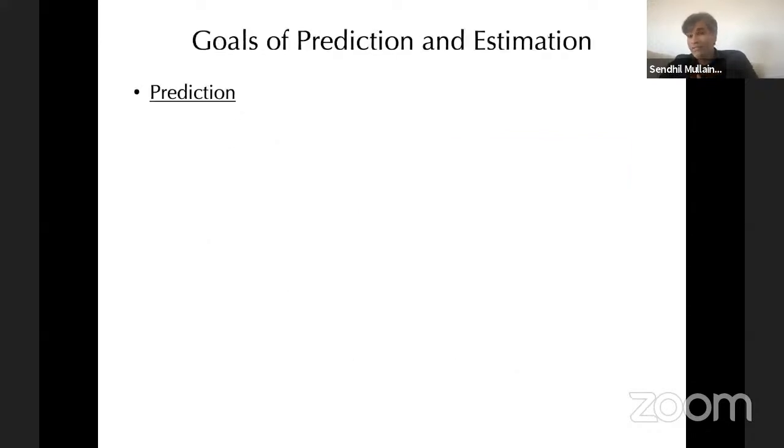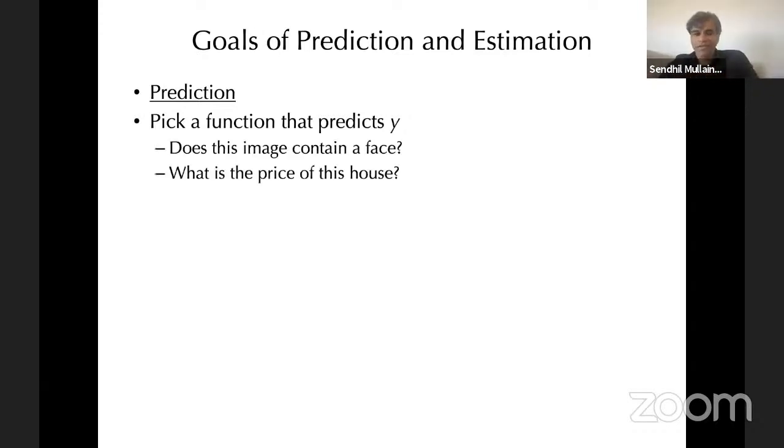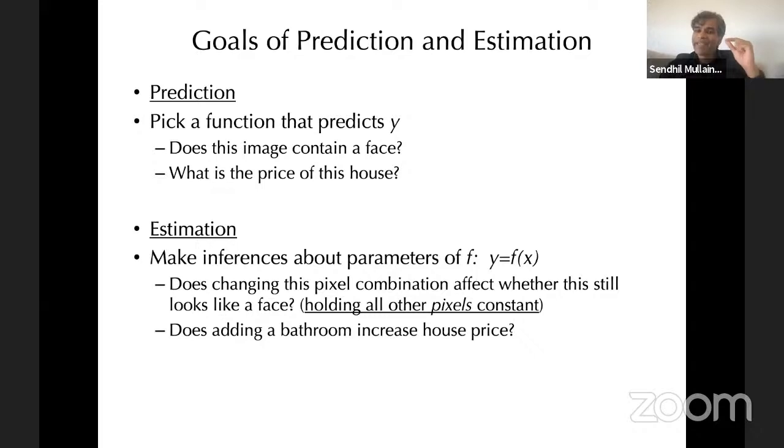Well, in prediction, we pick a function that predicts y. We're trying to do things like, does this image contain a face? What is the price of this house? But whenever you run, say, a simple regression, what's the first thing you do? You look at the coefficients. Your goal was not to find a function that predicts y. Sure, that's what you did, that's the loss minimization. Your goal was estimation. Your goal was to make inferences about the parameters of f that relates y and x.